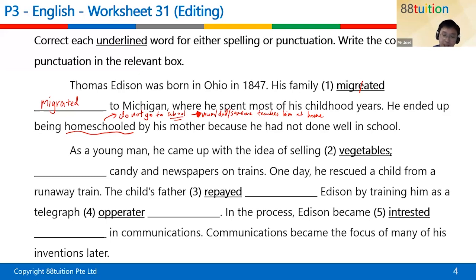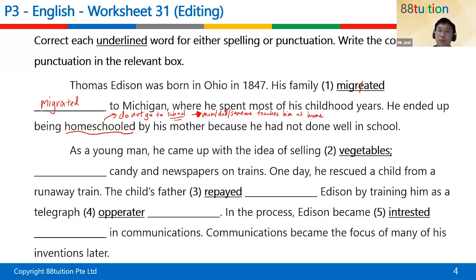So, how about number 2? All right, number 2, there's actually nothing wrong with the spelling of vegetables, but there's something wrong with the punctuation used over there. So boys and girls, what kind of punctuation should we use after the word vegetables? Comma. Hey, who gave me the answer? That's not who said comma. I don't know. It could be anyone.